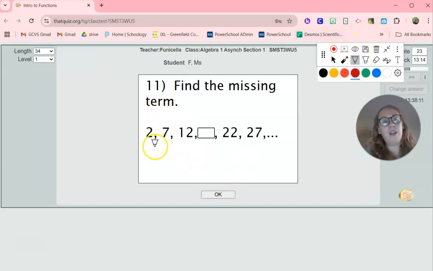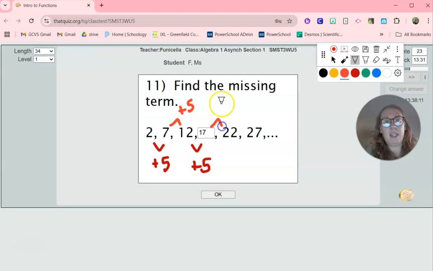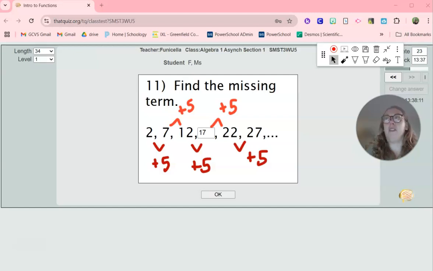Again, we're increasing. For the first one, we're going up by 5. And then 7 plus 5 again is 12. So we're going to assume this is also following that pattern, going to be plus 5, which gets us a 17. And we can see that, yes, that is correct. We add 5 there. We add 5 here. We see that pattern.